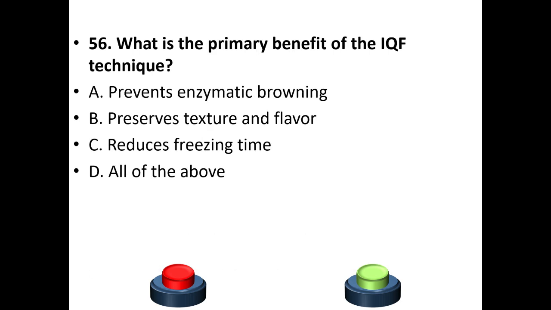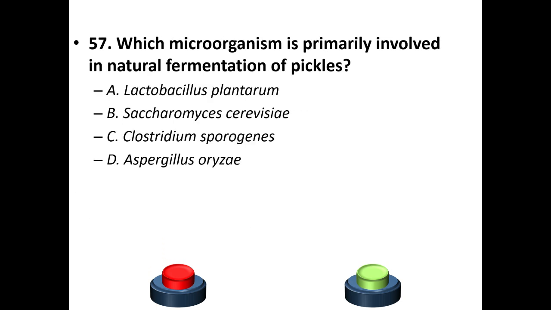56. What is the primary benefit of IQF technique? Prevents enzymatic browning, preserves texture and flavor, reduces freezing time, all of the above. Your answer is D, all of the above. 57. Which microorganism is primarily involved in natural fermentation of pickles? A, Lactobacillus plantarum, B, Saccharomyces cerevisiae, C, Clostridium sporogenes, D, Aspergillus oryzae. Your answer is option A, Lactobacillus plantarum.